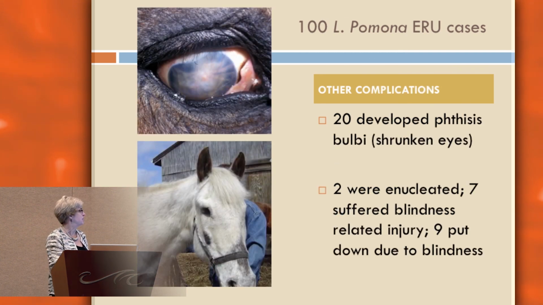20 of them, 20%, eventually went blind over that observation period. I enucleated 2 of them. I'm much quicker to enucleate these horses nowadays, though, because I really think a lot of them are suffering with chronic pain. 7 had blindness-related injuries. They ran into something. And 9 were put down.